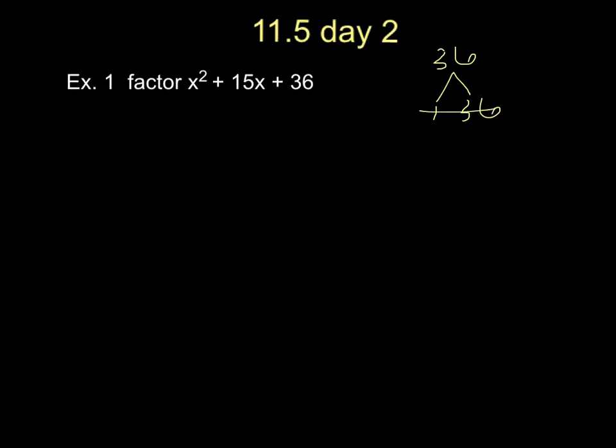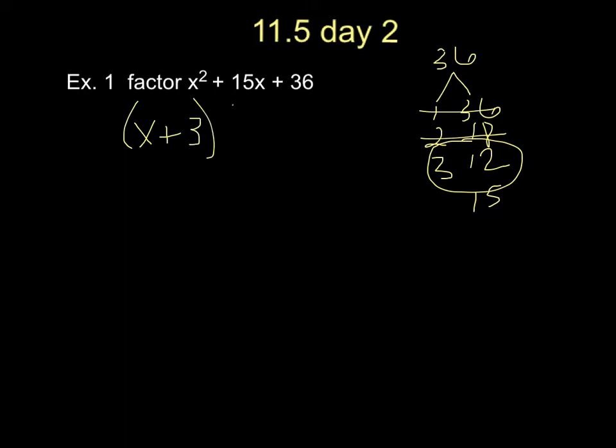Well, that doesn't work. I know we've got 2 and 18. Well, that's not going to work. 3 and 12. If I add 3 and 12, I do in fact get 15 as a sum, which means my factors end up being x plus 3 and x plus 12.